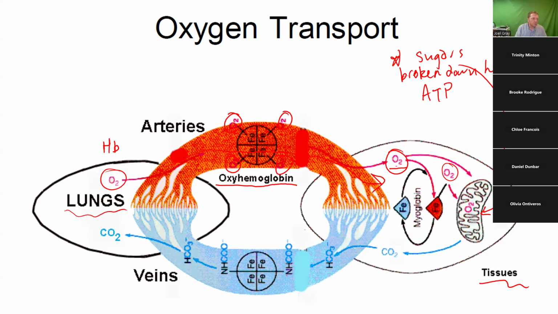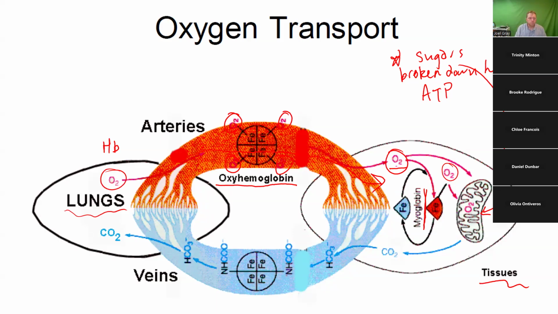Now, there's another protein within those tissues known as myoglobin. And myoglobin within the tissue is just going to hold on to O2. It's almost like oxyhemoglobin delivers a lot of oxygen, an excess or a surplus of oxygen to the tissues. Myoglobin holds on to excess O2, and then whenever it's needed, it will release it.